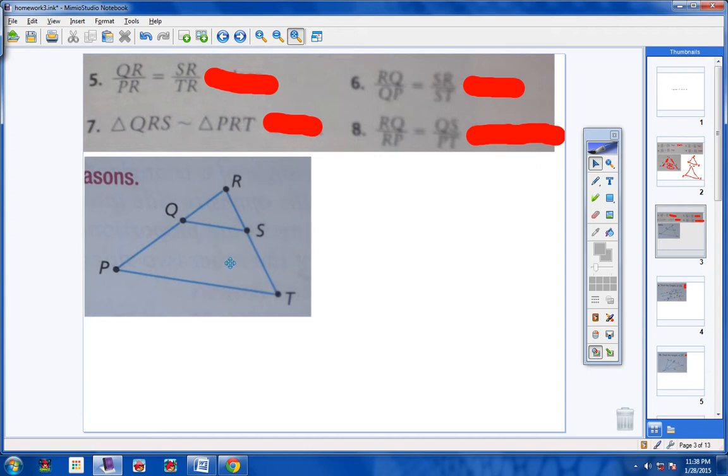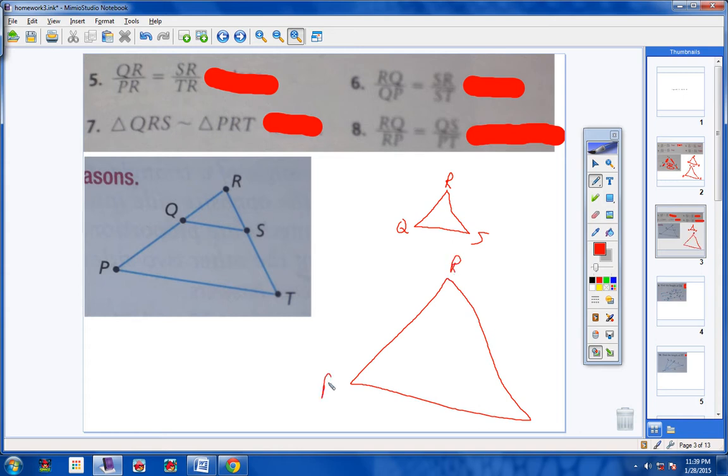Okay, moving on to numbers 5 through 8. The directions say determine whether the given information implies that QS is parallel to PT. So we're saying that QR, you know what, let's get these little triangles drawn off to the side like I like to do. So triangle QRS, and then the big triangle here, RPT. Okay, QR this side here over PR.